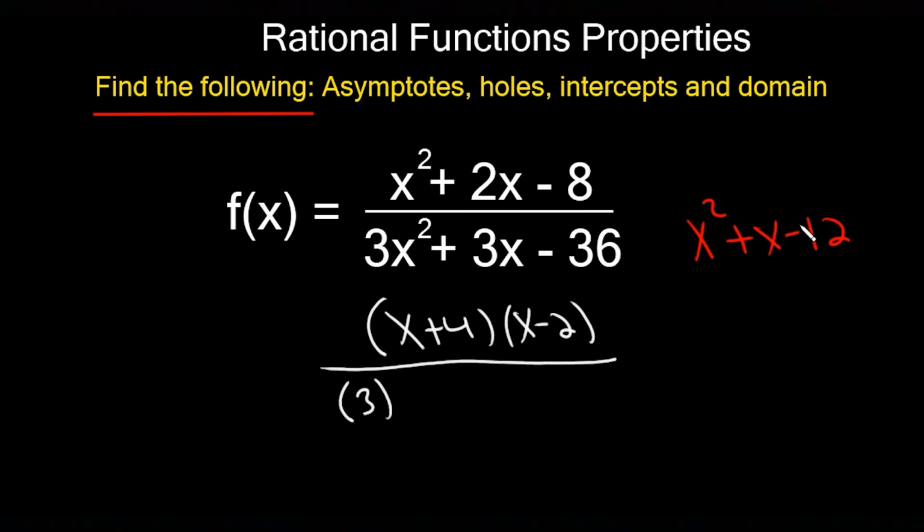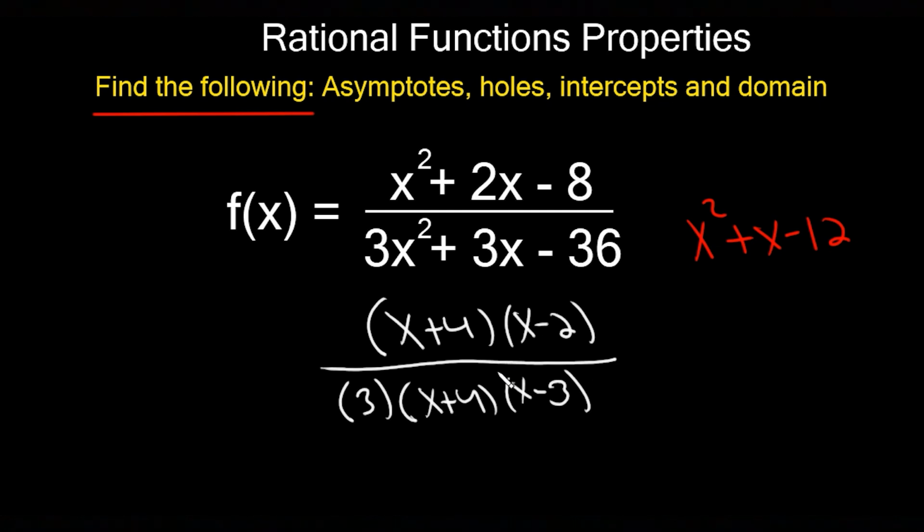So two numbers that multiply to give me negative 12 but add up to 1. Well, that's going to be 4 and negative 3. So in factored form, that's going to be x plus 4 and then x minus 3. So we're going to write that down here. So we get x plus 4 and x minus 3. Okay, there it is, completely factored.